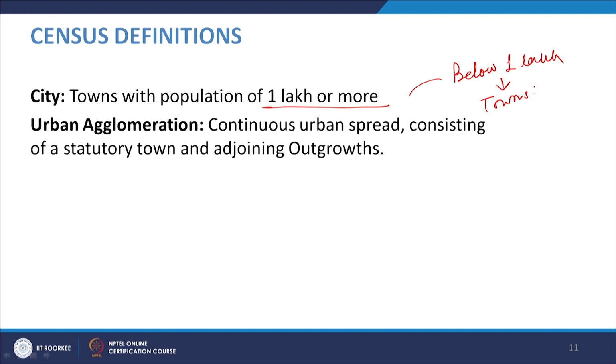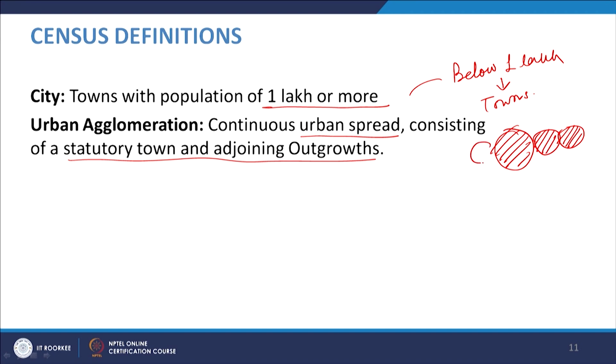Urban agglomerations are basically continuous urban spread consisting of statutory towns and adjoining outgrowths. You might have seen that several cities and urban areas are sometimes situated in such a way that they are contiguous in development, like this as I am drawing: city 1, city 2 or city 3, or town. This kind of development, where several towns and cities are situated close to each other but are distinct, is called urban agglomeration as per the census of India.